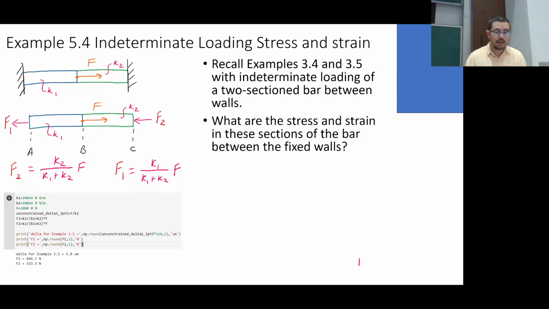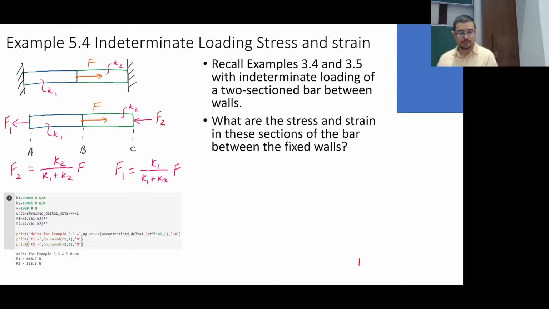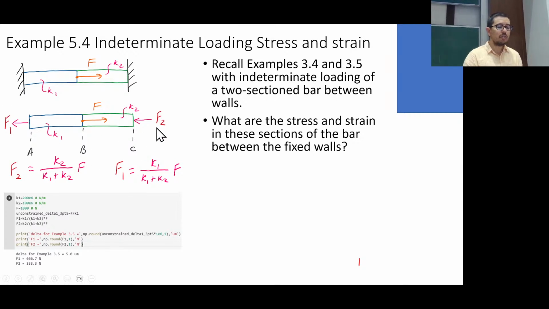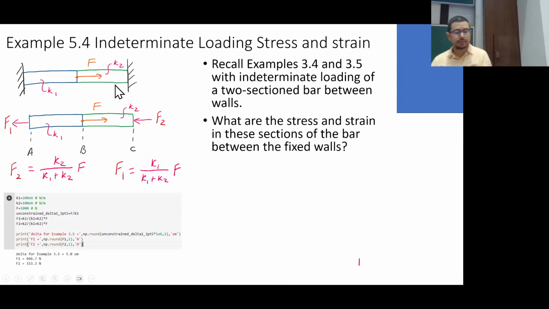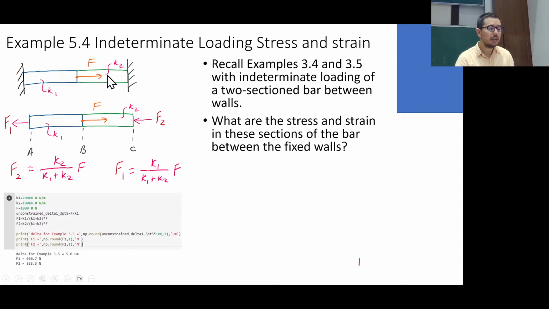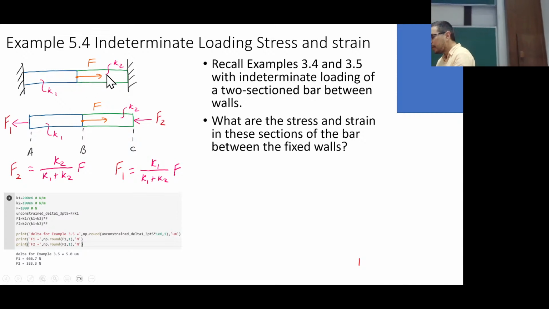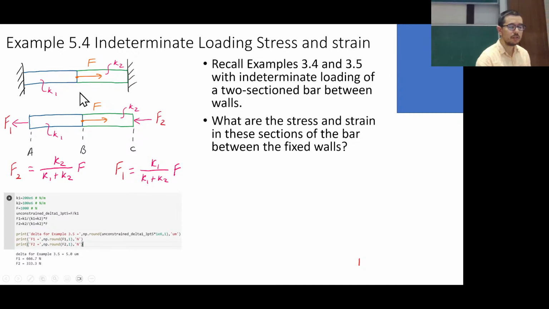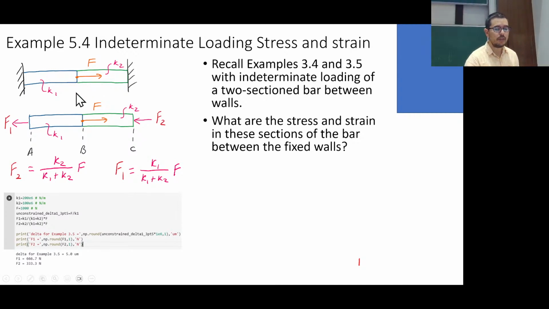Okay. The indeterminate problem. We might have glossed over it, but we didn't completely skip the fact that, remember, this is the two section bar in between two walls. I apply a force, okay? And remember, if I am interested in the displacement in the middle, and I have that force, these two bars actually work in parallel with each other, recall?